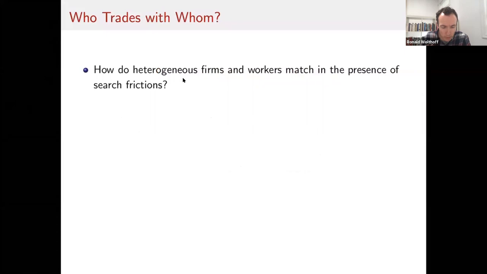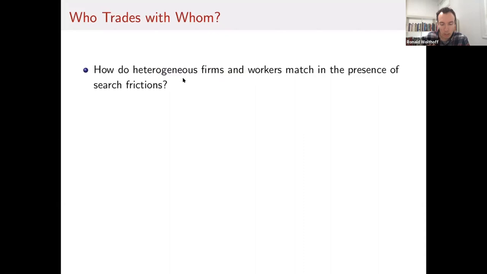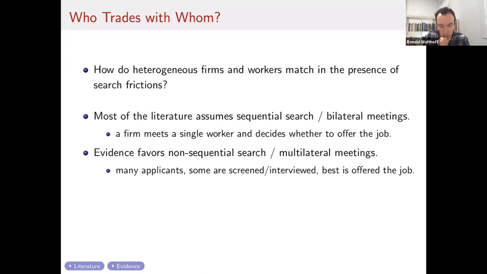What do we try to do? Another paper on sorting. We want to understand, if you have heterogeneous workers and firms, who is going to match with whom? As Shouyong already described, there is a large literature on that. But where we deviate is in how we think about the matching process. Most of the literature assumes that meetings between workers and firms are bilateral. A firm meets a single worker and then decides whether to offer the job to that worker or to go back to the market to search for a new one. And if you look at how recruiting is done in reality.